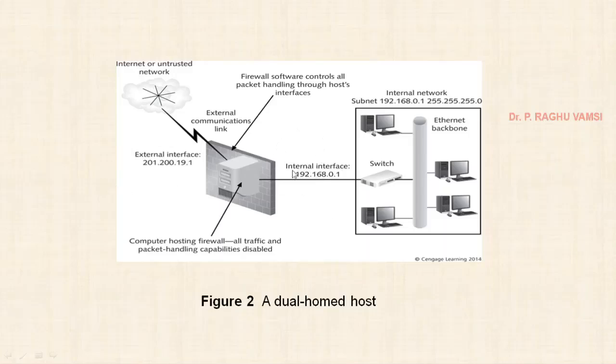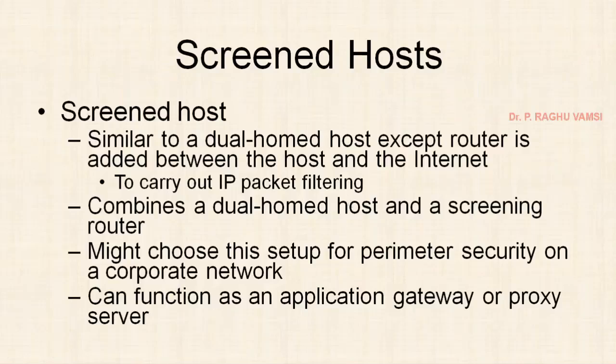So this private IP address will be connected to the internal network, where the host mentioned here, look at here, is like a CPU cabinet. This is a host for which you are supposed to attach two network interface cards. So on the computer hosting the firewall, all traffic and packet handling capabilities are disabled. And based upon the type of traffic to be allowed, the policy rules will be set so that from the external network interface to the internal network interface, the traffic will flow. This is what is called dual homed hosts.